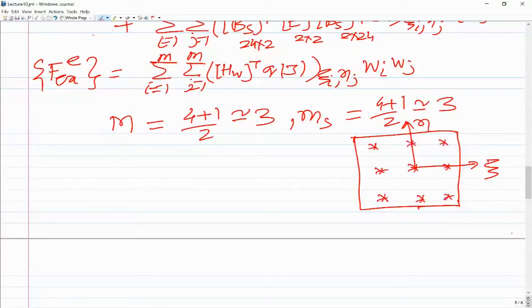Now we will evaluate this B transpose D B determinant J at 9 points and add all the contributions, and then after adding the contribution from all the 9 Gauss points, we get the stiffness matrix. So these are the 9 Gauss points: 1, 2, 3, 4, 5, 6, 7, 8, and 9. You will have to do this for the 8 noded element.